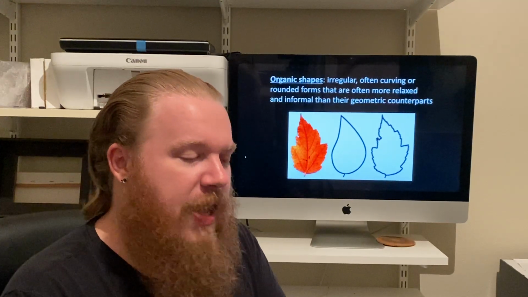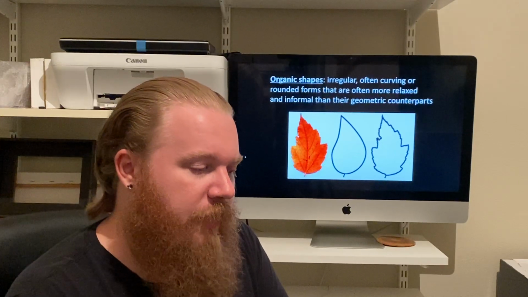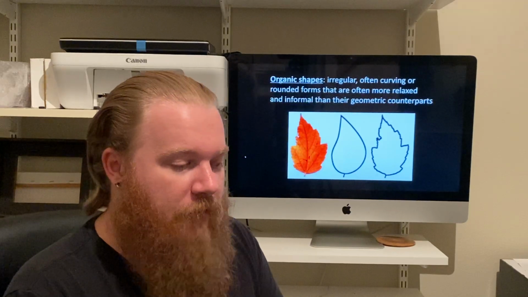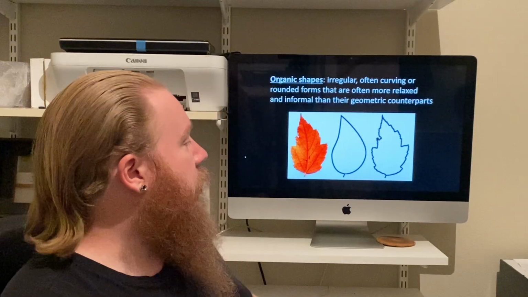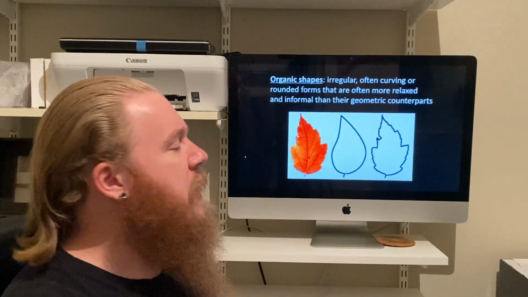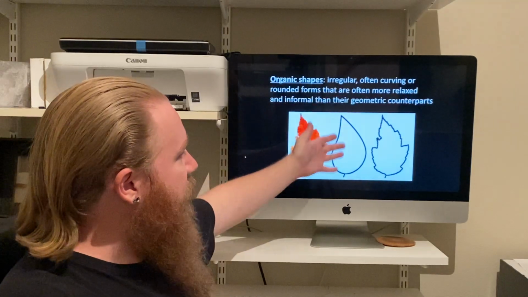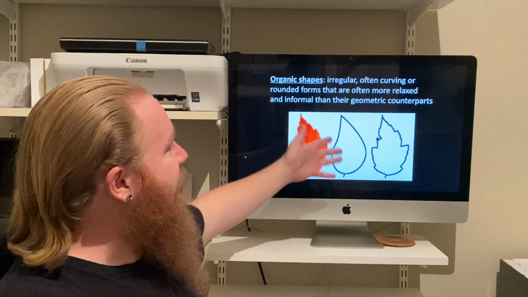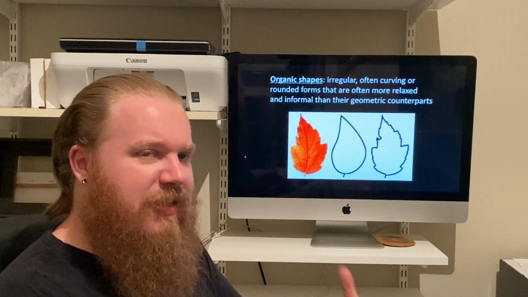One such would be organic shapes. And these are irregular, often curving or rounded forms that are often more relaxed and informal than their geometric counterparts. So here we can see a nice diagram of this. Here we have an actual leaf, and then we have an organic shape here in the form of the kind of teardrop. And once again, it does have a harsh angle, but for the most part, it's much more curvilinear.